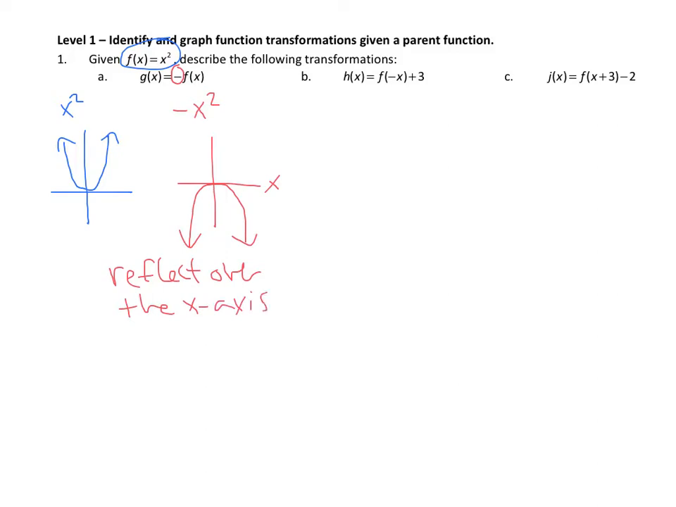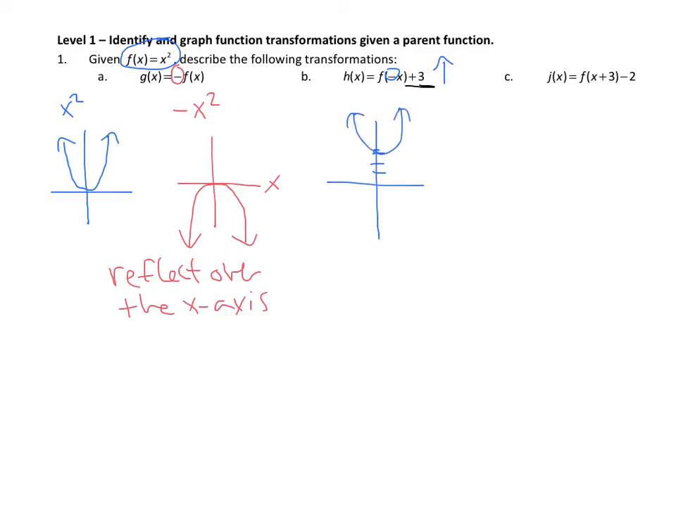In part B, we have a negative on the inside. That's going to be a horizontal reflection. Now, with the parabola, if I take my x squared graph and reflect it over the y-axis, it lands on top of itself. So it's not going to look much different. But the plus 3 on the outside is going to shift it up 3. So this function, 1, 2, 3, would look like this.